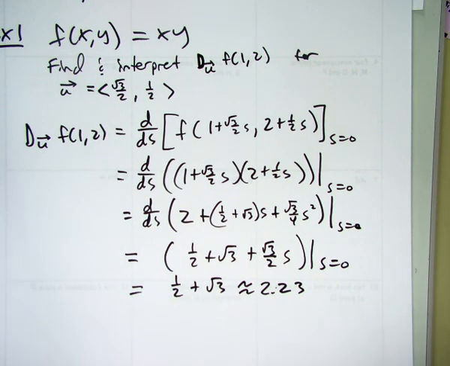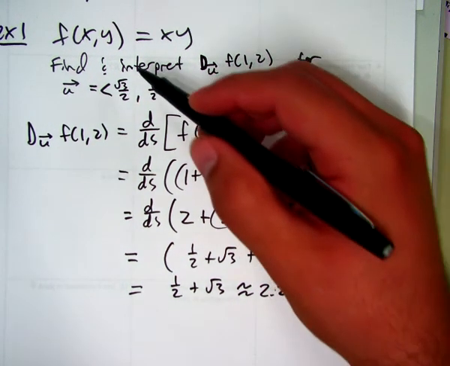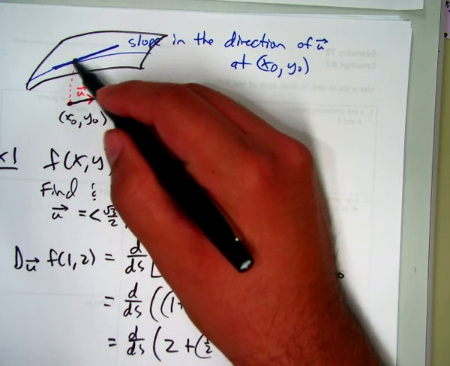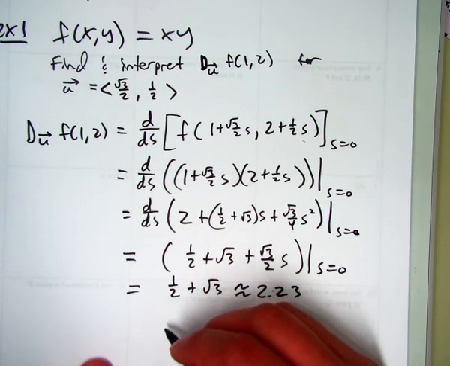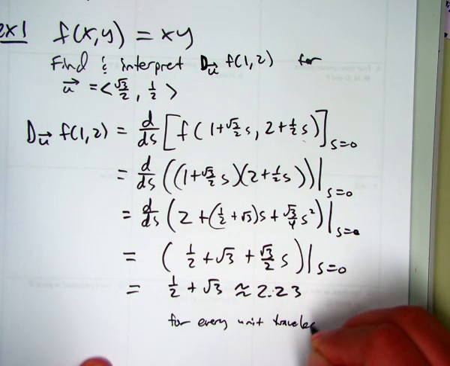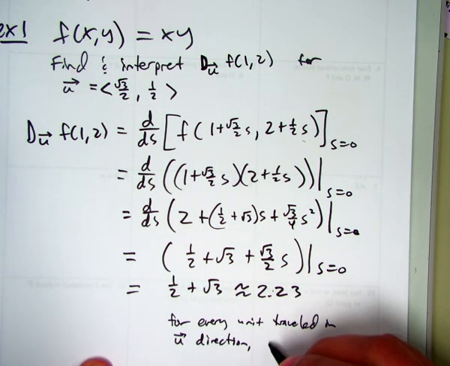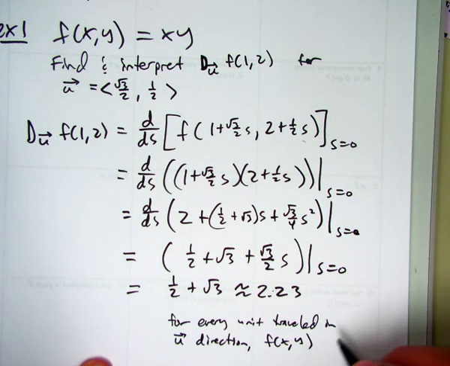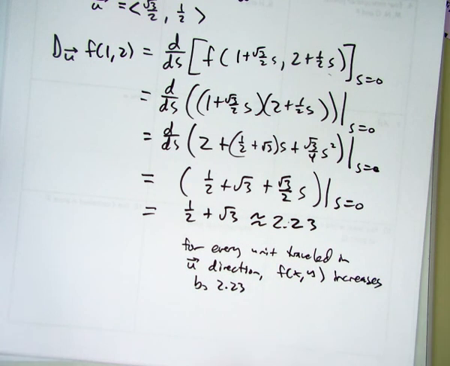I'm doing that because we're supposed to interpret what this means. So what this means is that our function, whatever f(x, y) looks like, for every unit that you travel in the direction of u, so maybe we should write this down. For every unit traveled in the u direction, what happens to f(x, y)? It increases by, good, 2.23. Locally, of course. Okay.